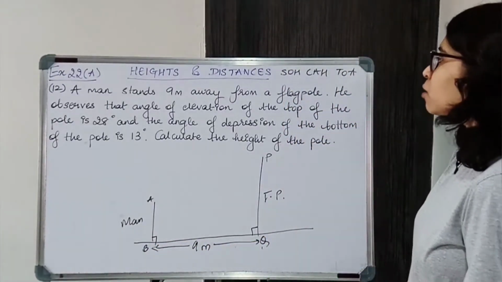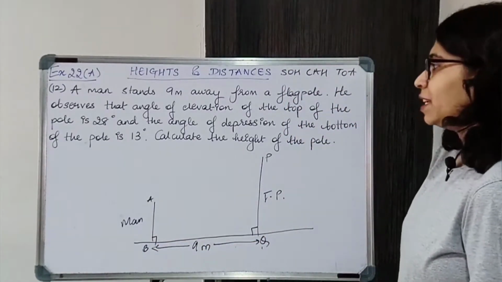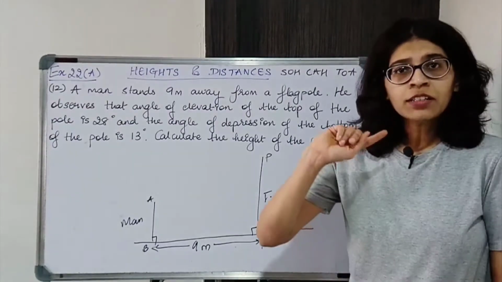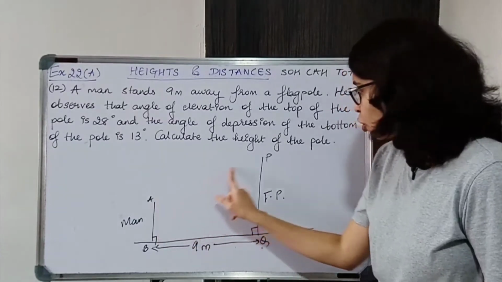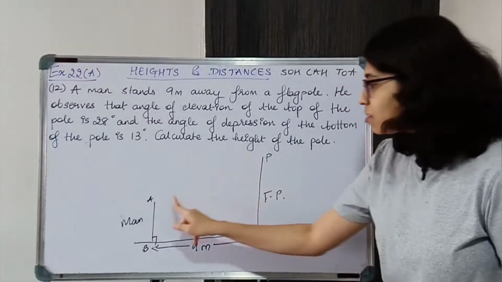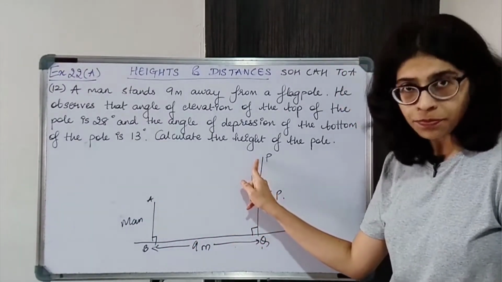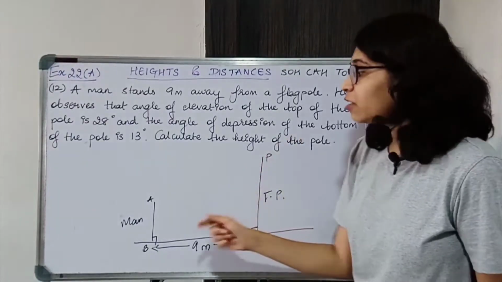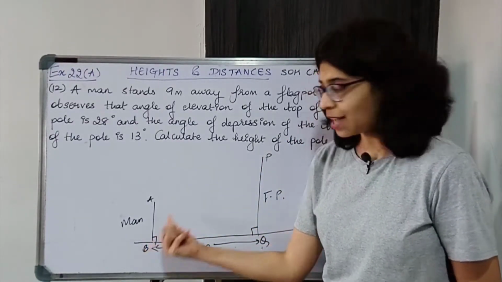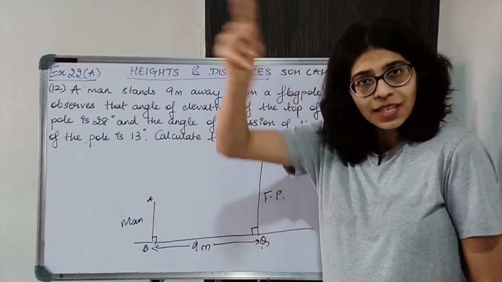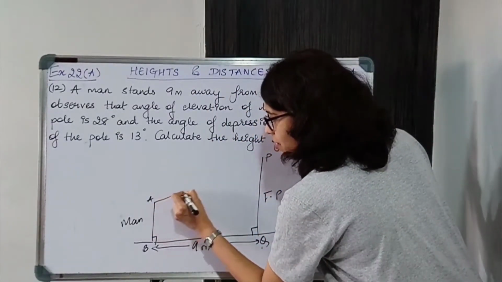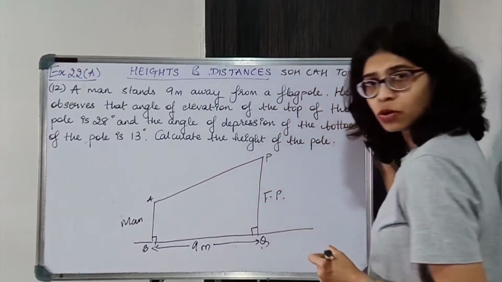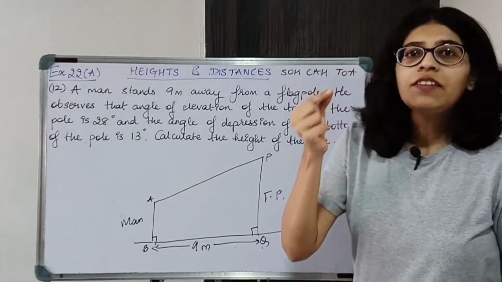He observes that the angle of elevation of the top of the pole is 28 degrees. He is looking at the top of the pole. So this is the line of sight. Okay, you will not draw the line of sight from the bottom. Okay, his eyes are at the top, so the angle of elevation will come from the top. Okay, so the line of sight is this. He is looking at the top of the pole. The angle of elevation is given.